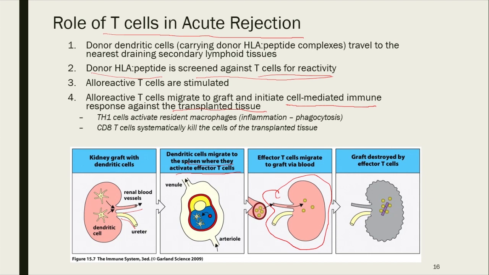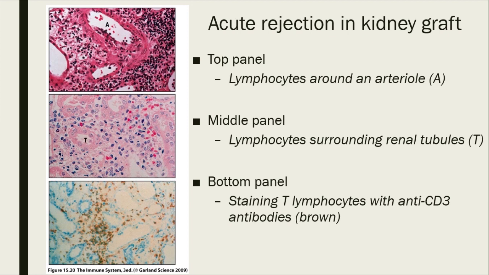It will also activate Th1 cells, which activate macrophages, causing inflammation and phagocytosis, and CD8 cytotoxic T cells start killing the cells of the transplanted tissue. So you end up losing that organ eventually if you don't do anything, or give any immunosuppressant therapy.